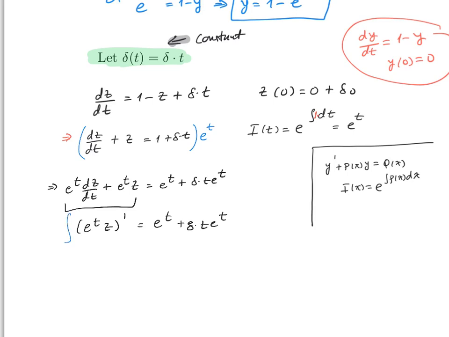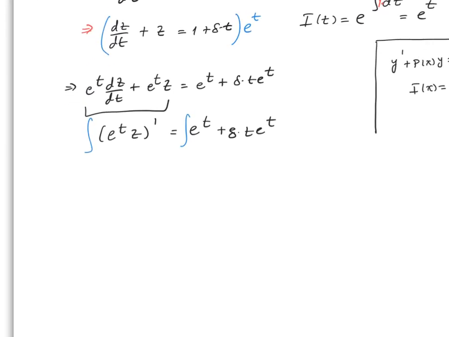Then you integrate both sides, and on the left side we end up with just e to the t z, because the integral cancels with the derivative. That's the whole point of the integrating factor method. And on the other side, when you integrate this with respect to t, the integral of e to the t is just e to the t.